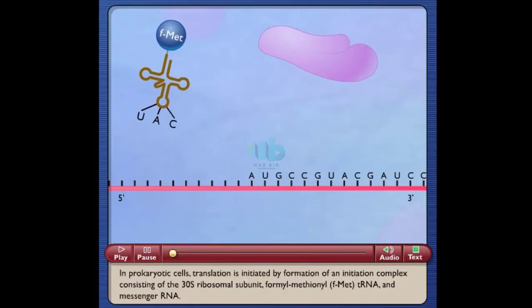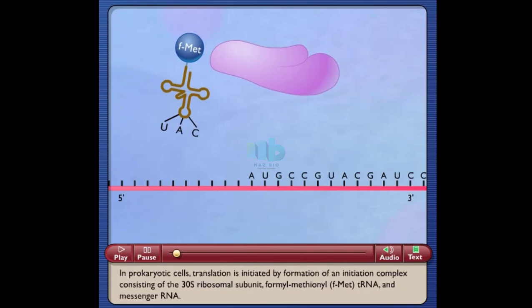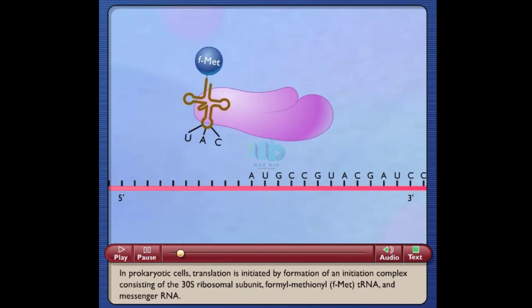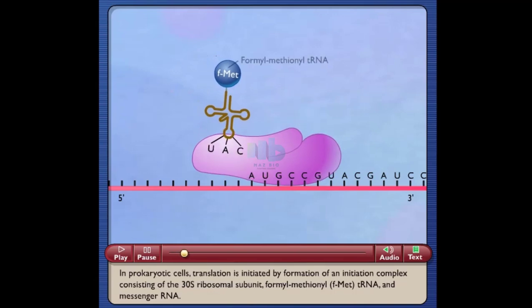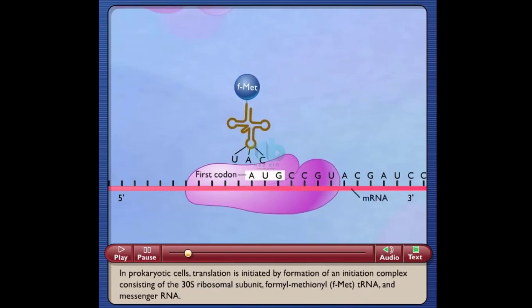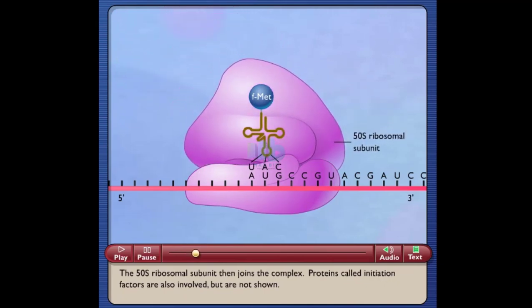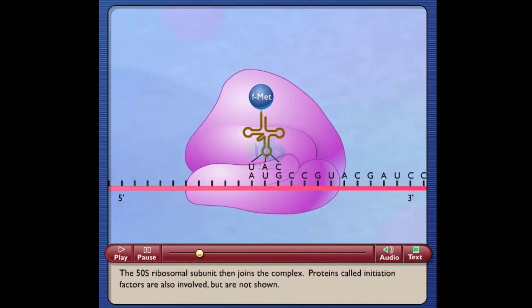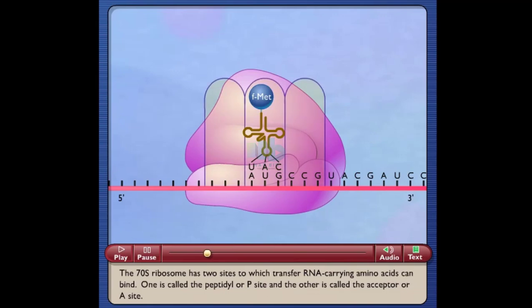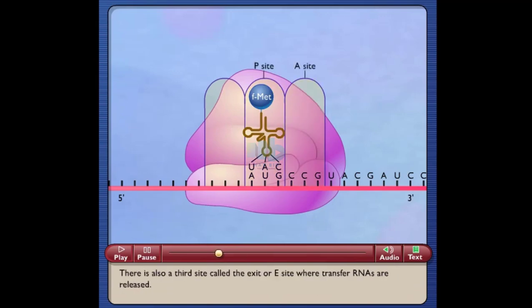In prokaryotic cells, translation is initiated by formation of an initiation complex consisting of the 30S ribosomal subunit, formyl methionine tRNA, and messenger RNA. The 50S ribosomal subunit then joins the complex. Proteins called initiation factors are also involved, but are not shown. The 70S ribosome has two sites to which transfer RNA-carrying amino acids can bind. One is called the peptidyl, or P site, and the other is called the acceptor, or A site. There is also a third site called the exit, or E site, where transfer RNAs are released.